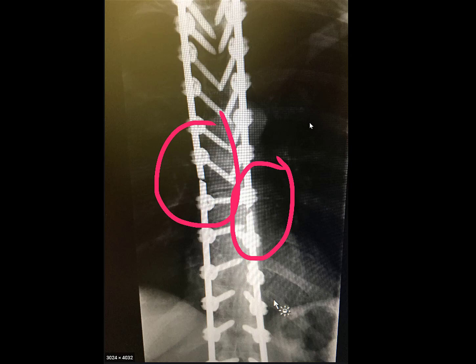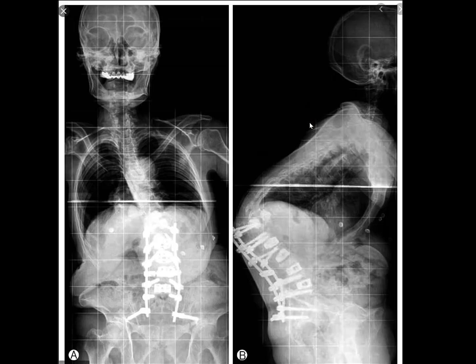Another one is everything is fused, everything is working right, but at one level it doesn't fuse. This is common in scoliosis. The rods break because there's motion at that segment, but the screws are strong, the screws are tight, the interface between the bone and screws is tight, but there's still motion, so then the rods can break.